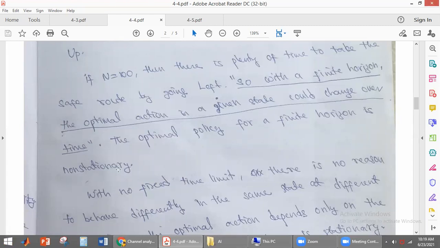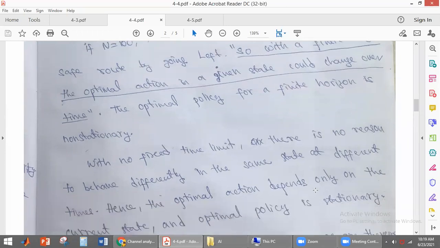Now, for example, if you don't have any fixed time, what does that indicate? It indicates that it is an infinite horizon. There is no fixed time. So in that case, what is the use of taking different directions here? There is no fixed time. That is why the agent will always take the same route, taking the same actions to reach the terminal state.